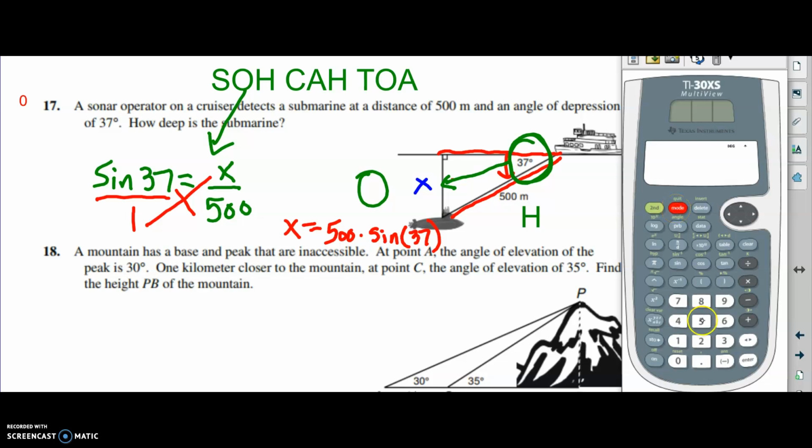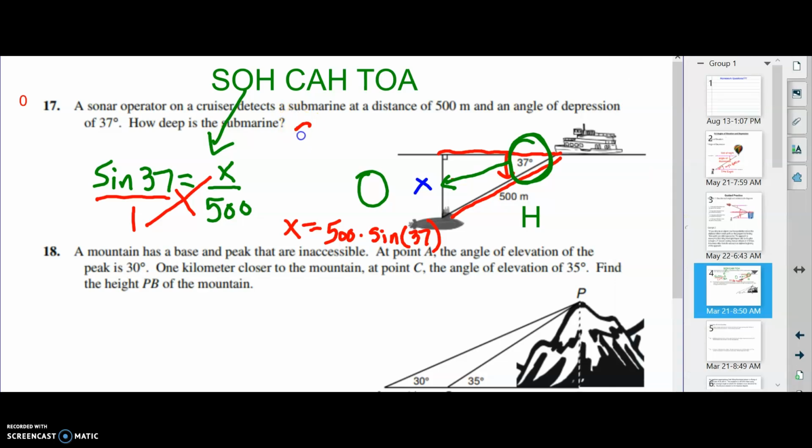So, all right, so 500 times sine 37. All right. Now the directions didn't say on here what to round to, but on the homework it says round to the nearest tenth. So this would be 300.90. So that would round to 300.9. So 300.9 meters is our final answer. Okay. All right, next question.